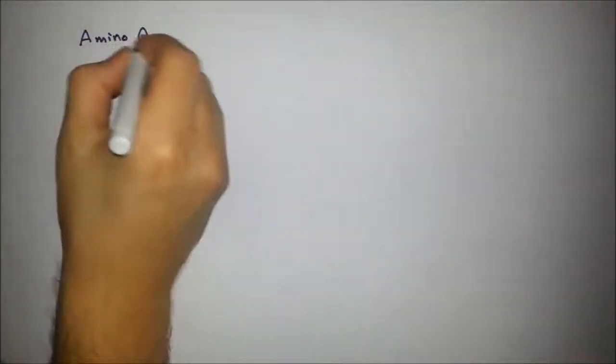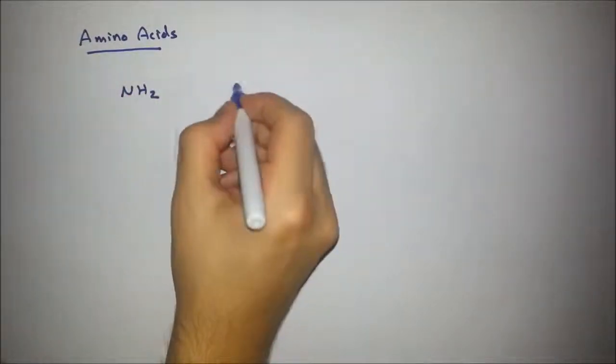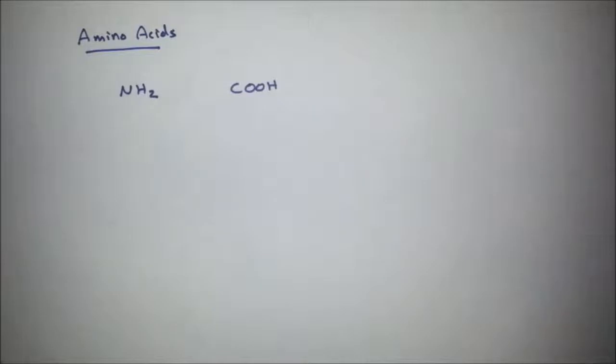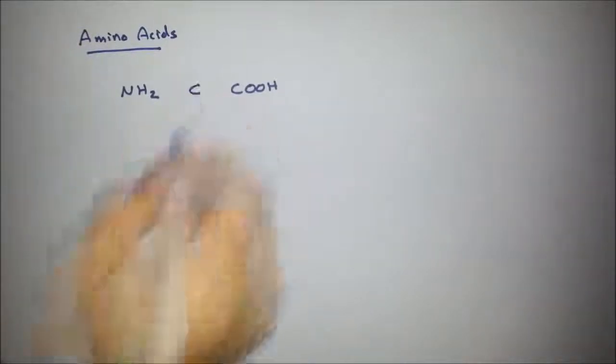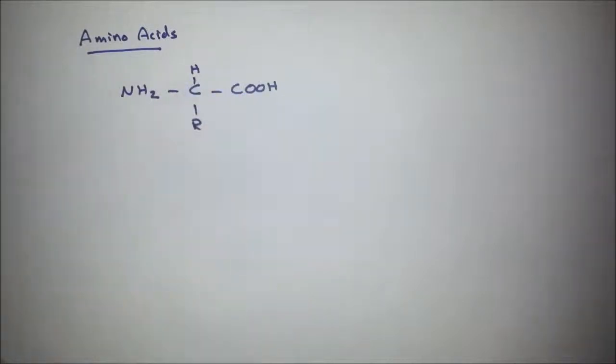Hi, today we'll talk about amino acids. As their names imply, there should be an amino group and an acidic group, which is the carboxylic group. These two groups are connected by a carbon atom which is connected to a hydrogen atom and a side chain group. That could be anything. The side chain is represented by the letter R.